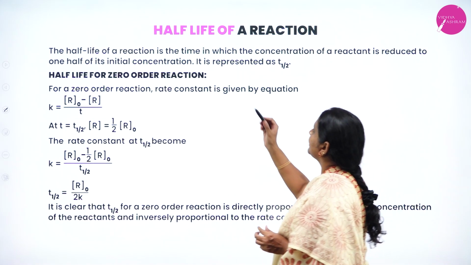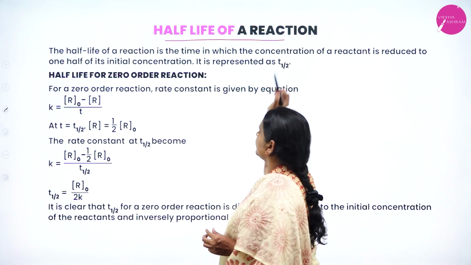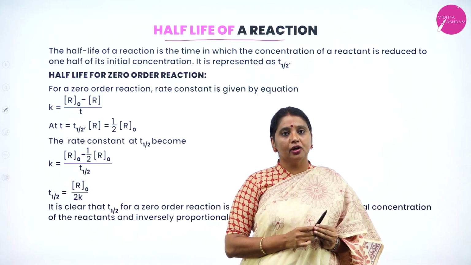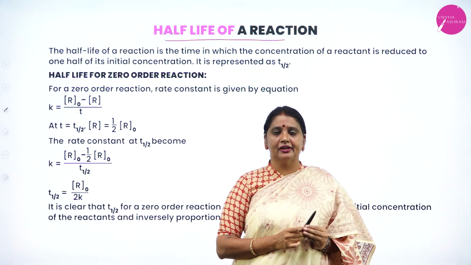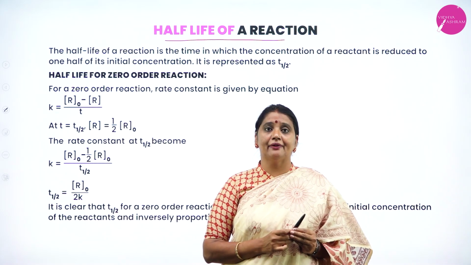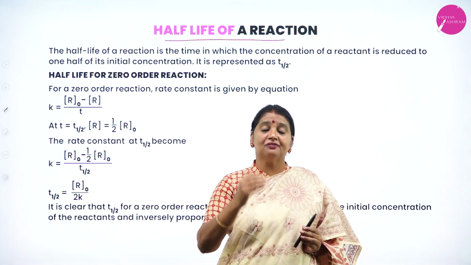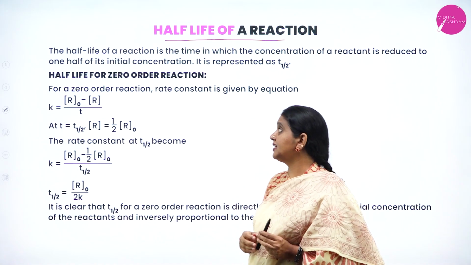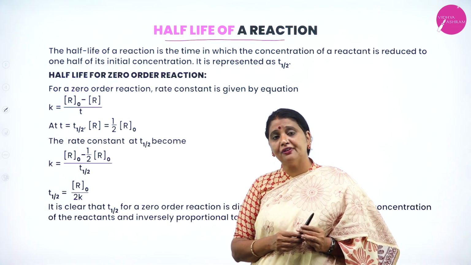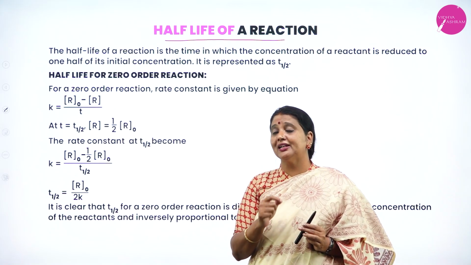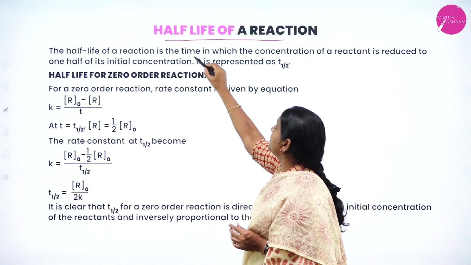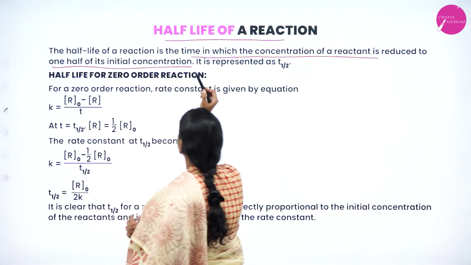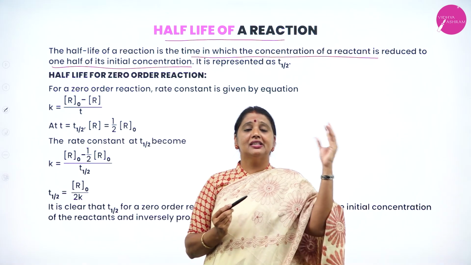Half-life of a reaction. You already know about the half-life period of a radioactive element. Radioactive elements also have a half-life period. Similarly, chemical reactions also have a half-life period. What is the half-life period of a chemical reaction? Half-life period of a chemical reaction is defined as the time taken to complete half of the chemical reaction, or time in which the concentration of the reactant is reduced to 1/2 of its initial concentration. 1/2 of its what? Initial concentration.